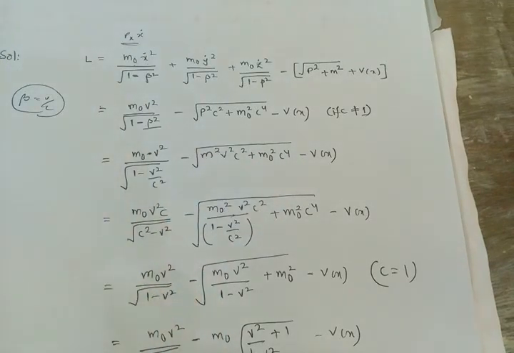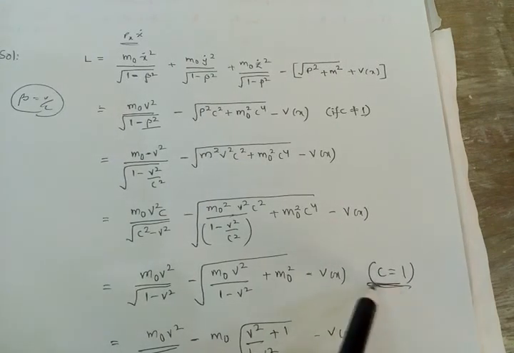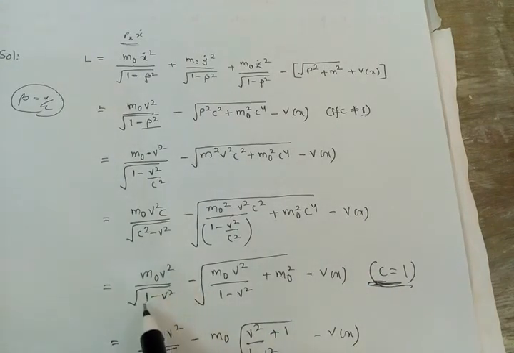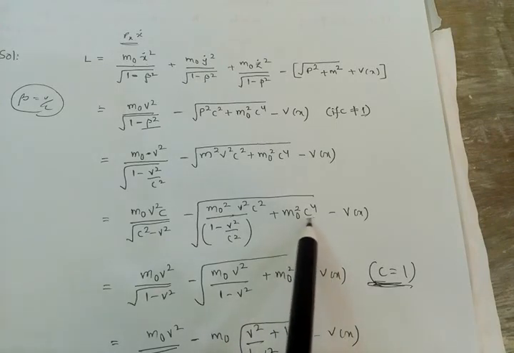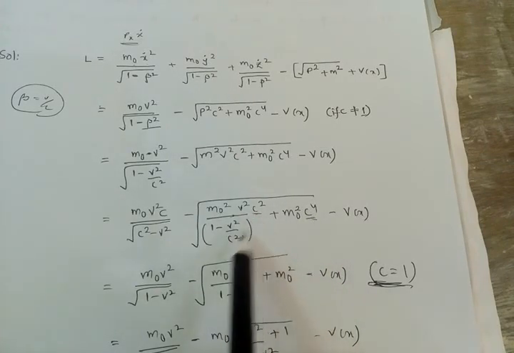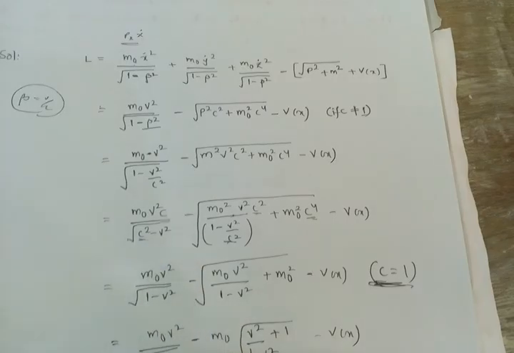If you substitute c equal to 1, so c to the power 4 equals 1 and c squared equals 1. Then we get m naught v squared over the square root of 1 minus v squared, minus m naught times the square root of v squared over 1 minus v squared plus 1, minus V of x.